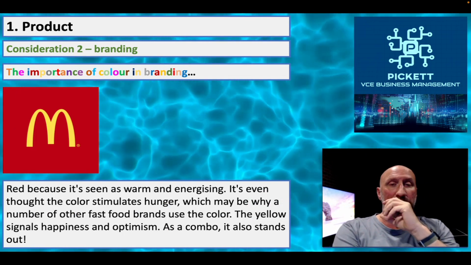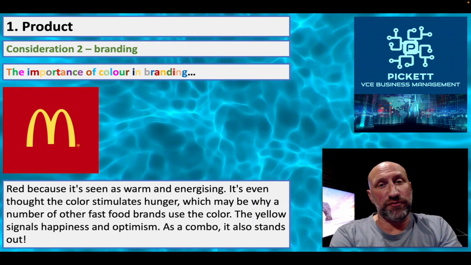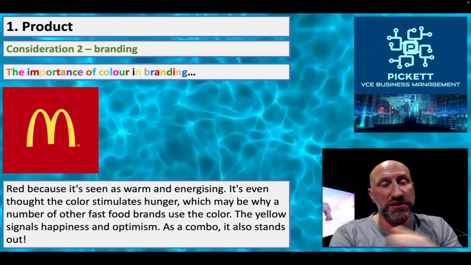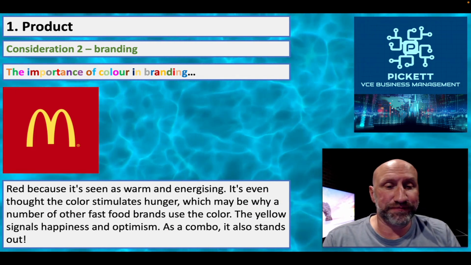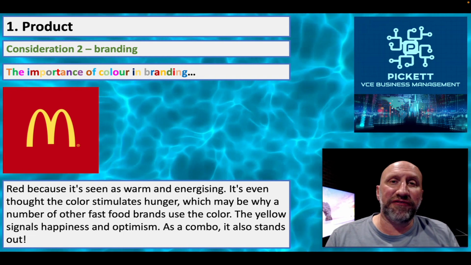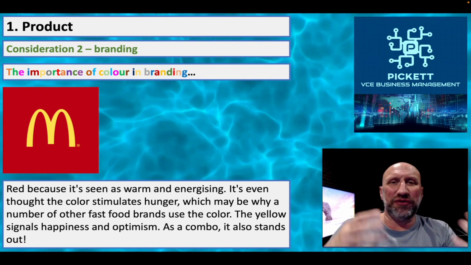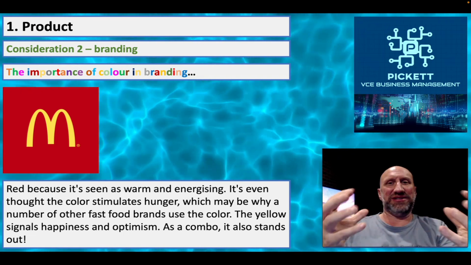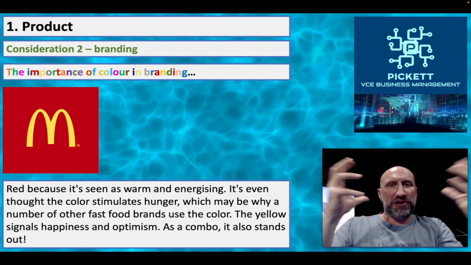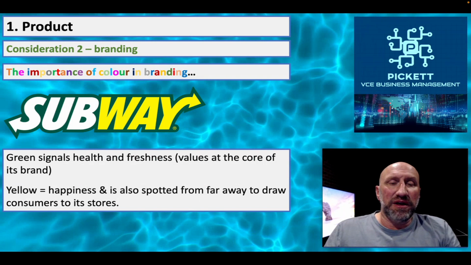Okay. And there's other fast food brands that also incorporate red, which may be the reason for that. The yellow signifies optimism and happiness. And as a combination, obviously the red and yellow really stands out among the crowd. You can see it from a distance.